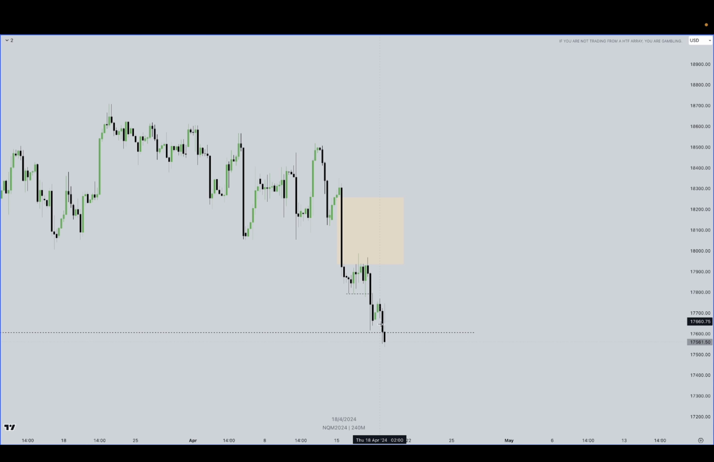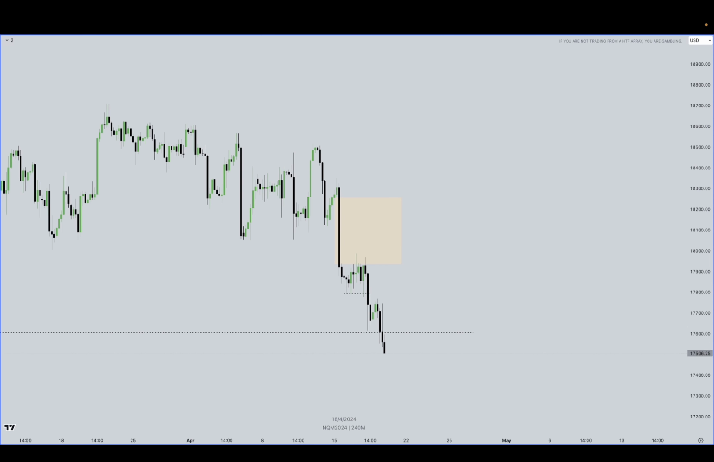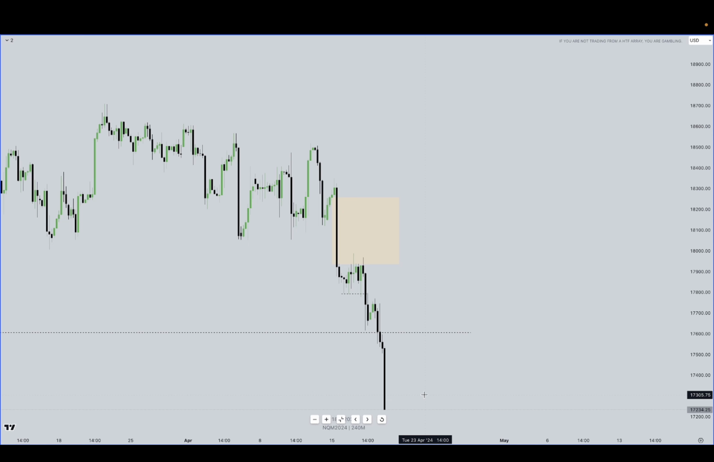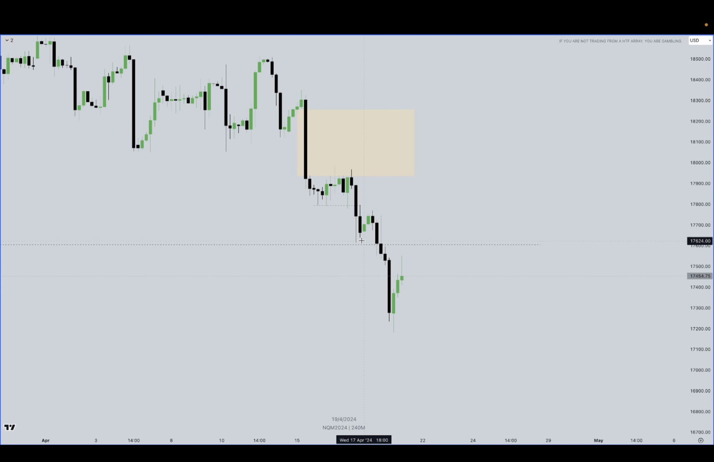And it does. And it displaces below this low. And because it displaces below this low and doesn't close above it, I'm anticipating that price is still going to continue lower. And it does. And after that, what do we have? We have this old low. We have this 4 hour fair value gap.